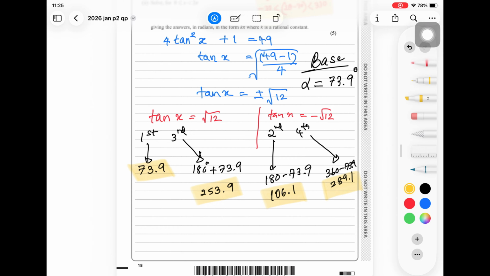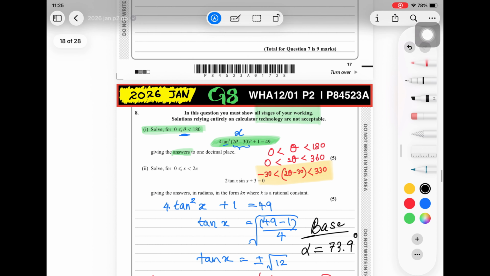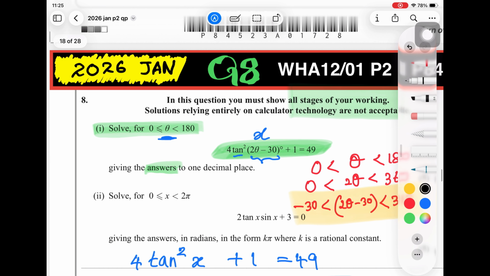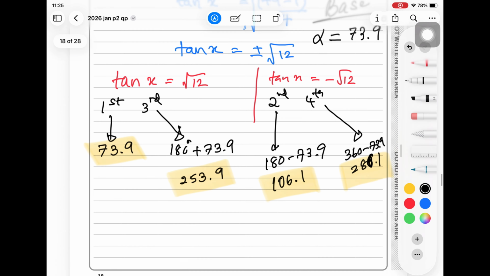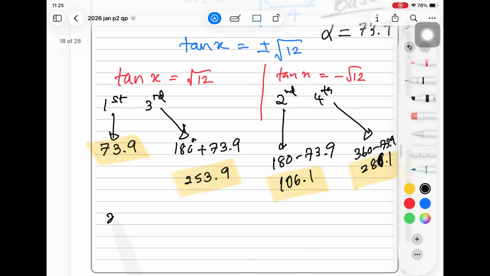In the real question, what they're going to ask us is the theta value, not the x value. So in this question, what we did was we got all the x values for each quadrant, since the approximation has to be done for the x values. But now we are going back to our initial point. The x is going to be 2 theta minus 30. So that is the x value.